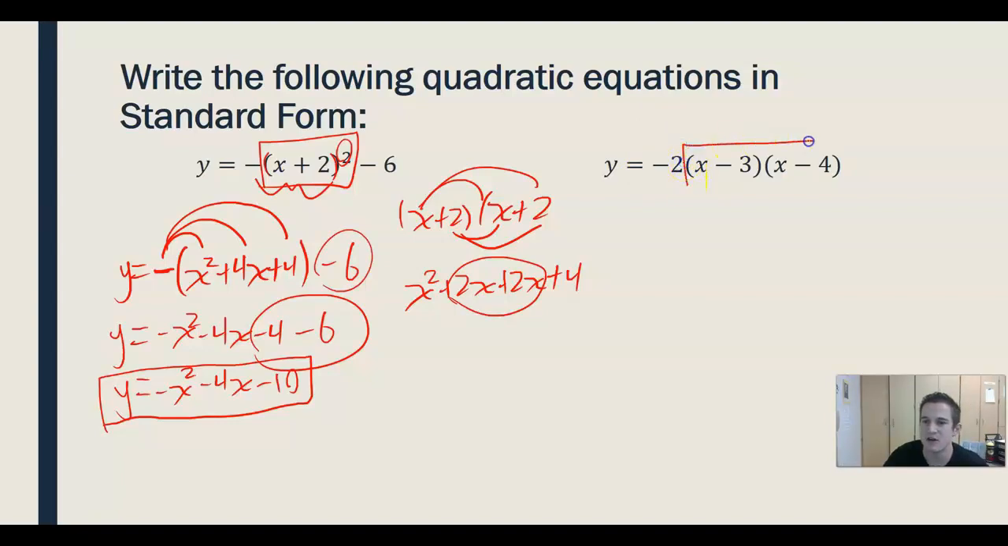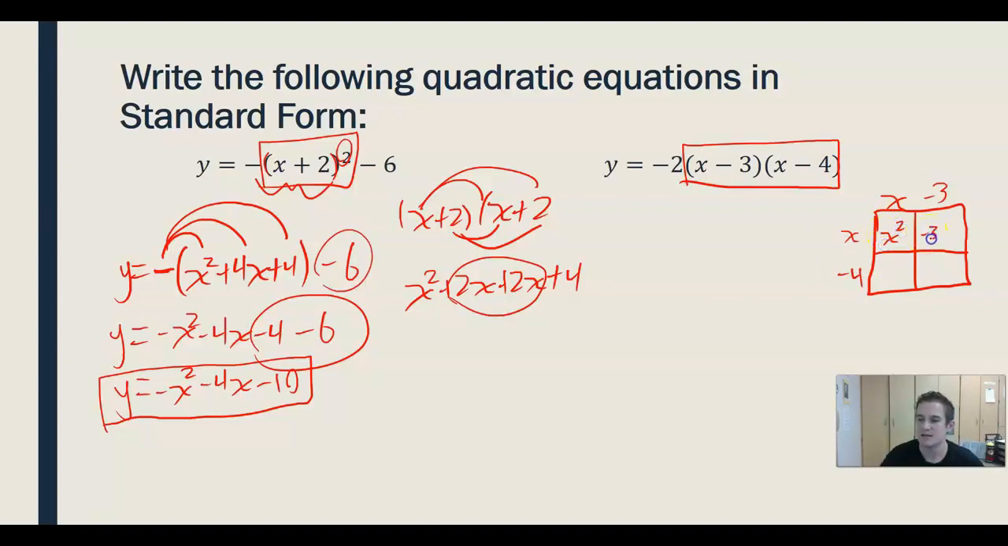I'm going to start with these sections right here, x minus 3 times x minus 4. I'll use the box method. They're being multiplied, so x times x is x squared. This is negative 3x, negative 4x. Negative 4 times negative 3 is positive 12. And then these are like terms, so they're going to be combined.